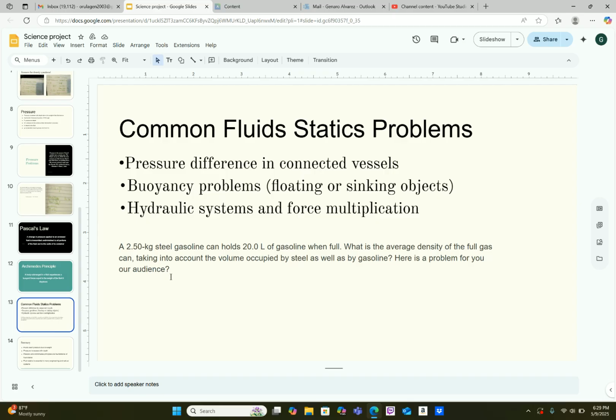Here's a problem for our audience, which is you guys, that we thought we could send you home with, just so you could practice as well as have a better understanding of what fluid statics is once you give it a try on your own.